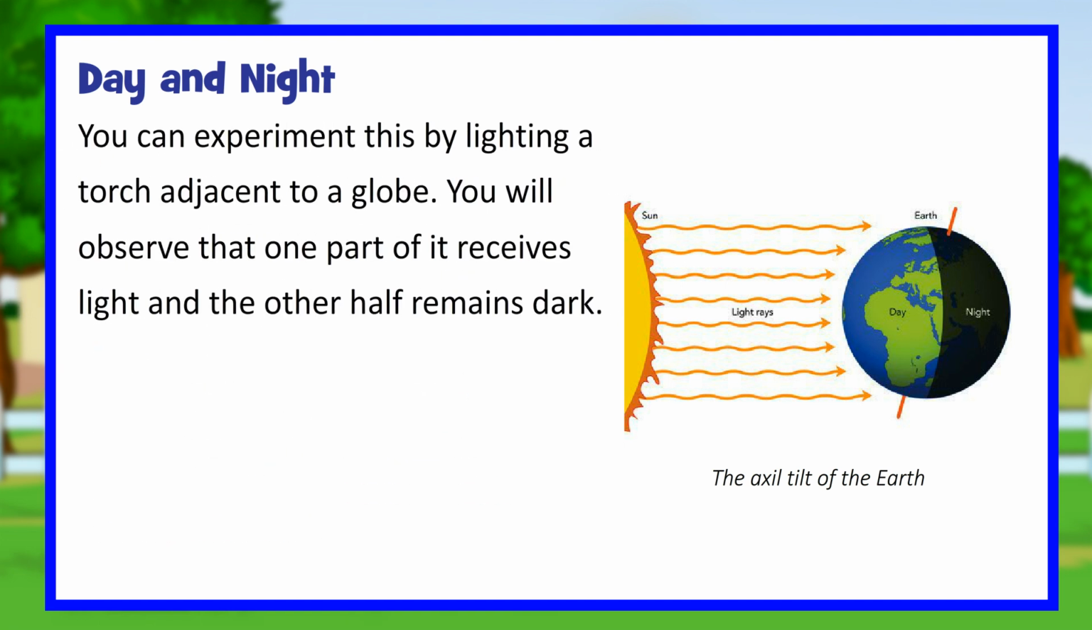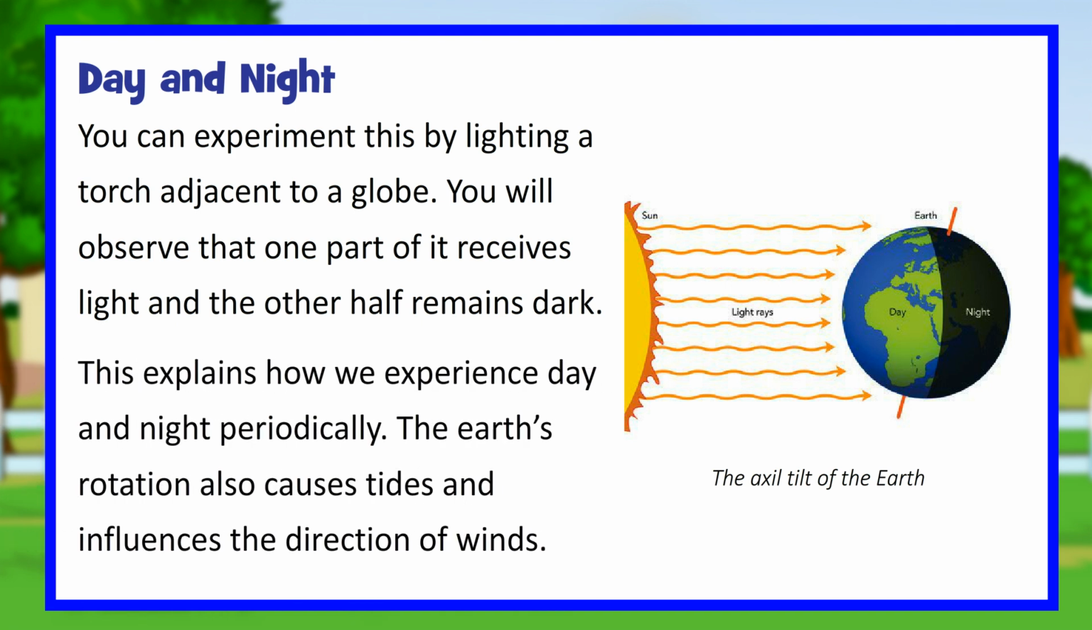You can experiment with this by lighting a torch adjacent to a globe. You will observe that one part of it receives light and the other half remains dark. This explains how we experience day and night periodically.